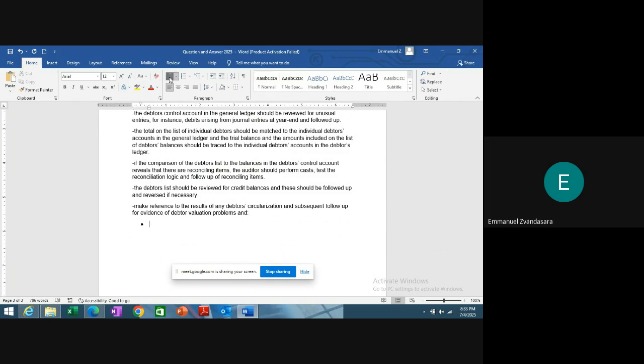The debtors list and control account should be cast. Okay. Valuation. Debtors. Mention the debtors invoices in a foreign currency. Change the amount. And the sell.